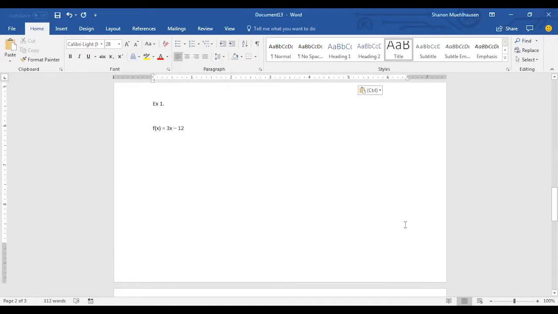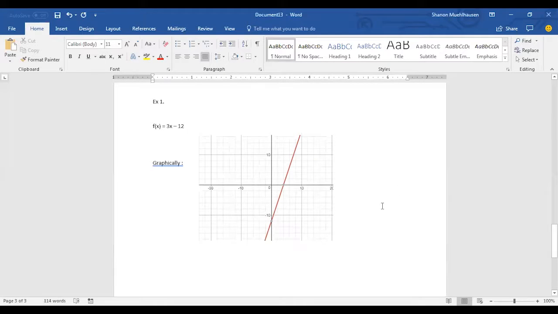Example 1, f of x equals 3x minus 12. Hopefully you can see that this is a linear function. We only have x to the 1 power, which means it will form a straight line. We're going to first find the zero graphically, and we're going to make a graph of 3x minus 12. It has a y-intercept at negative 12 and a slope of up 3 over 1, up 3 over 1, etc.